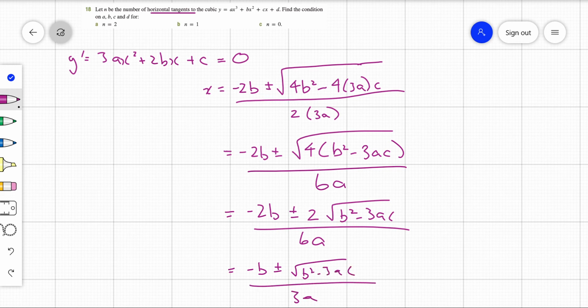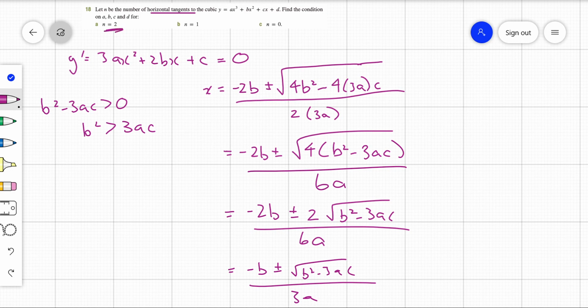All right, so if you think about it, really we just needed to look at the discriminant, because if it has 2 solutions, that would mean that the expression underneath the square root, so the discriminant, which is b squared minus 3ac, would have to be greater than 0. So that means b squared would have to be greater than 3ac in order for there to be 2 solutions.